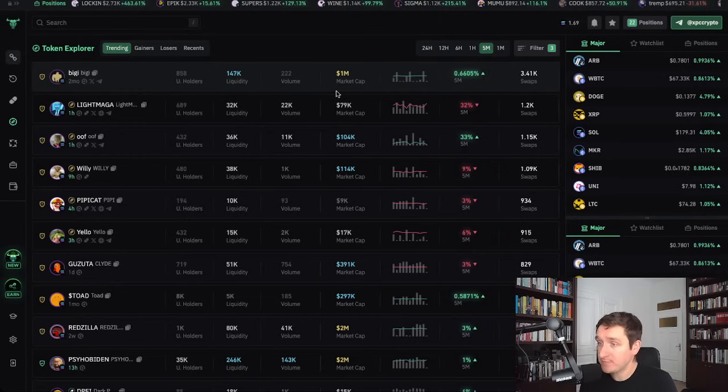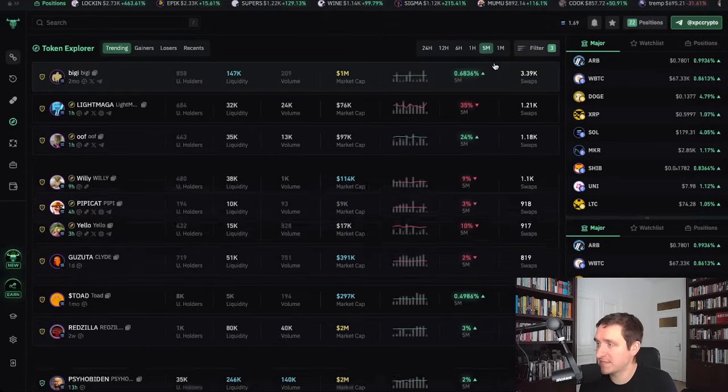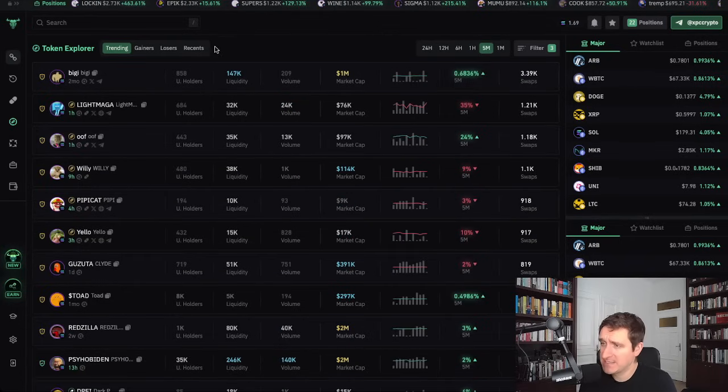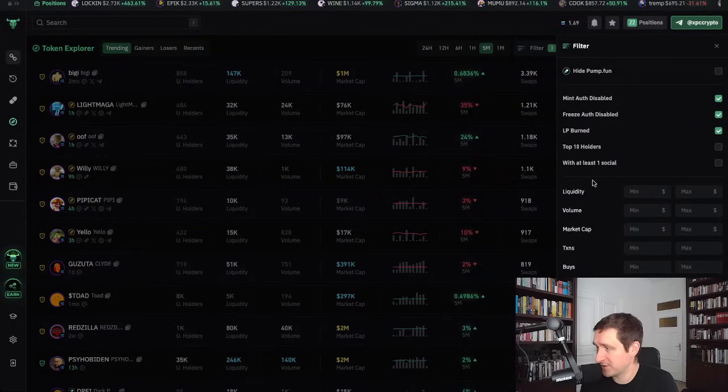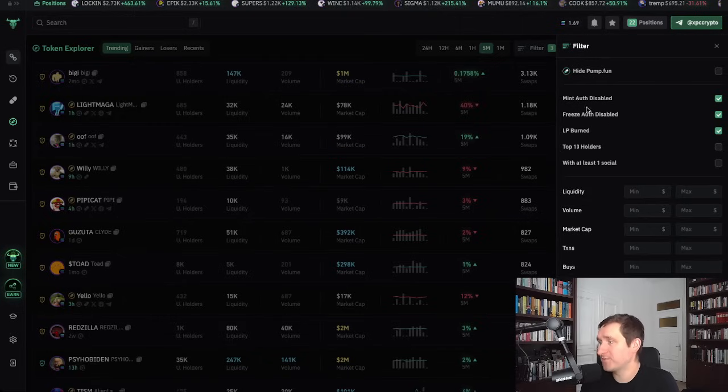So explore tab, you have trending, and then you can see trending in the last hour, trending in the last 5 minutes, trending in the last minute. So here you have all the coins, and the cool thing is that you can also look at different filters. So I would definitely check mint authority disabled, freeze authority disabled, LP burned. Those are the crucial ones because it guarantees that the developer won't be, for example, stopping you from selling, won't rug you in a hard way.